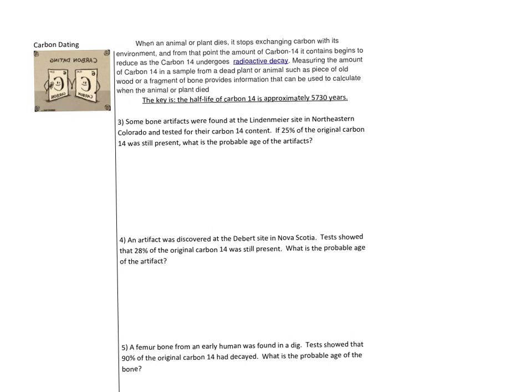So the key there, we know that for all of these, whenever we're talking about carbon-14, the half-life is approximately 5,730 years. So that is going to be our H. So for each one of these, we know that our R is going to be negative ln2 divided by 5730.